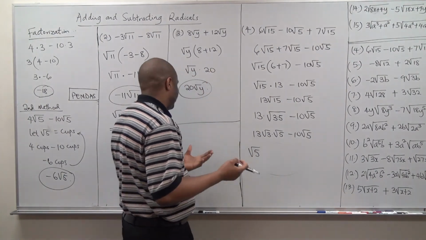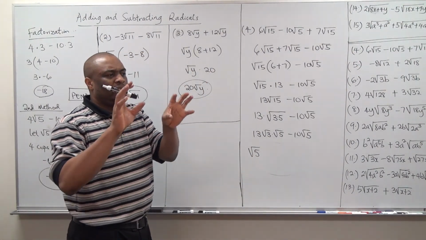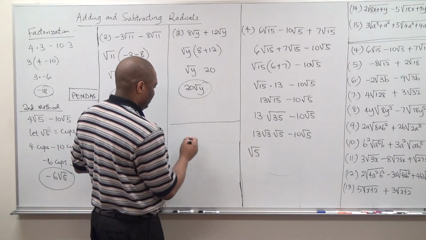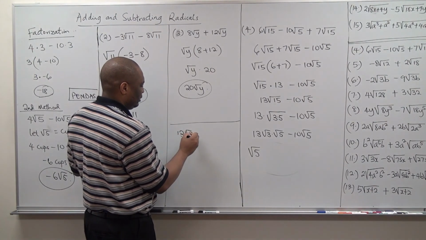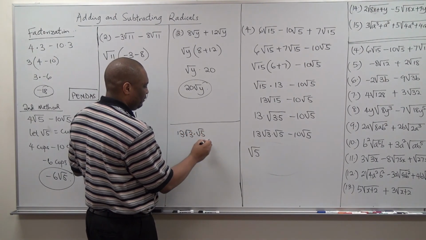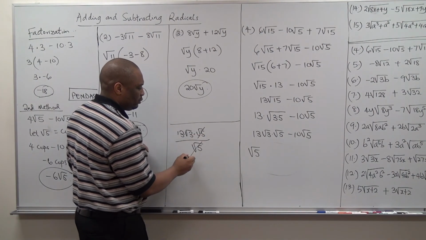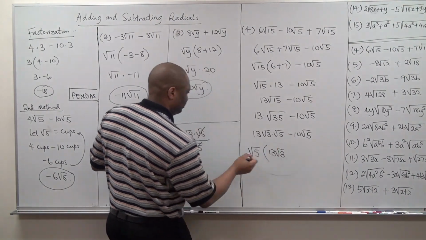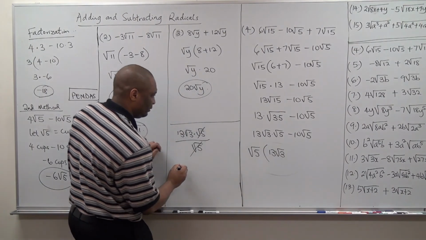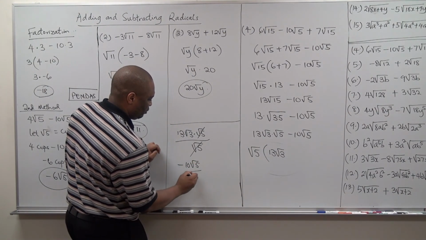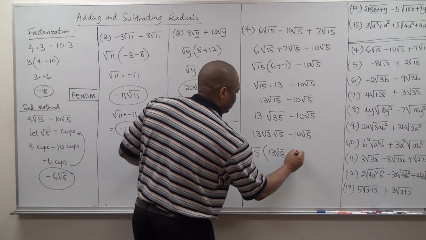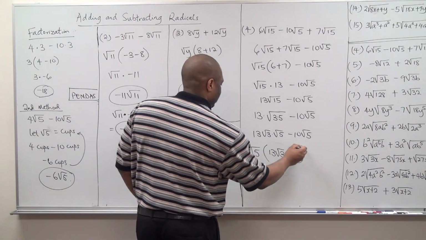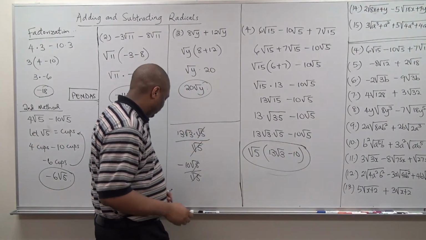Now let me illustrate factoring. Factoring just means bring out what is common. Like if we factor out square root of 5, 13 times square root of 3 times square root of 5, divided by square root of 5, this will cross out, leaving us with 13 square root of 3. Then we bring down the minus. If you have minus 10 square root of 5 over square root of 5, this will give us minus 10. And that is actually the process of factoring. And this becomes our answer. Okay?